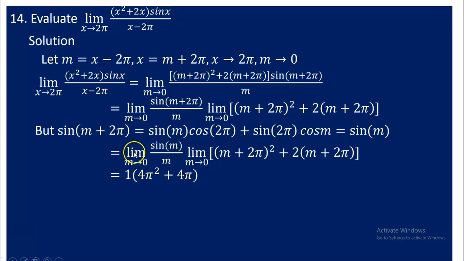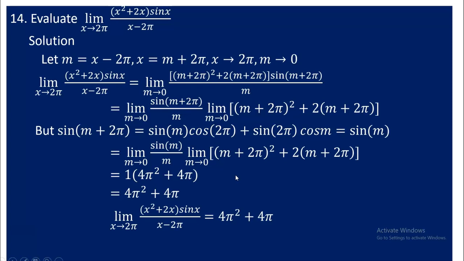So look, previously we were having 1, so 1 comes directly as you see, 1 times 4 pi squared plus 4 pi. This is going to be 4 pi squared plus 4 pi. So the limit of the given function exists, and that is obtained to be 4 pi squared plus 4 pi. Basically, as I said earlier, this can also be done by using L'Hopital's approach or application of derivative concepts. Simply differentiate the numerator first and the denominator second, and then substitute 2 pi for x. You will finally come across the same output, 4 pi squared plus 4 pi.